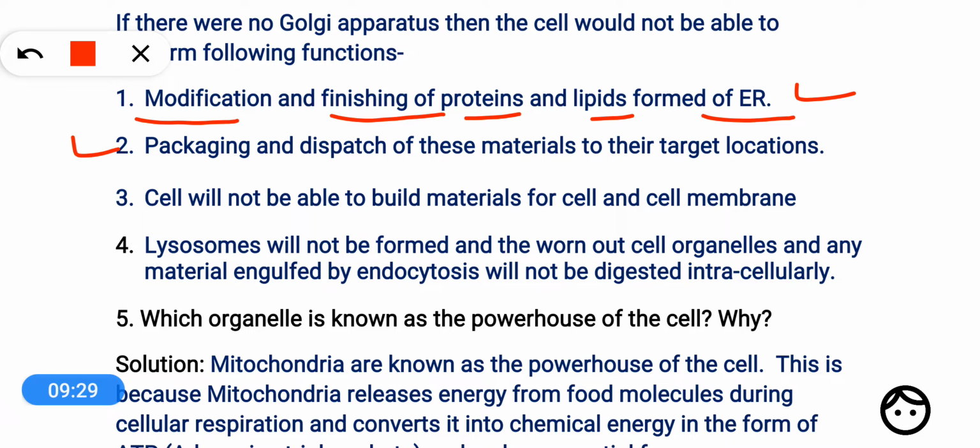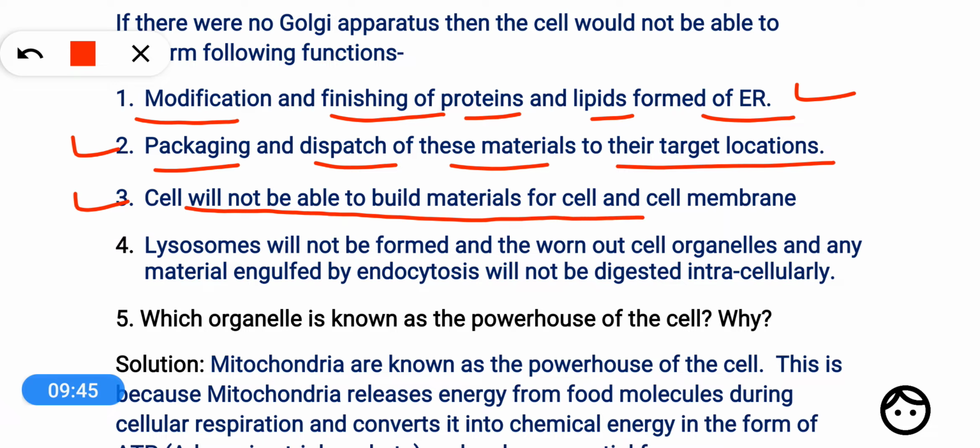Next, packaging and dispatch of the materials to their target locations will not be done, meaning the materials which have been given final form and function inside the Golgi apparatus will not be packaged and will not be transported to their target locations. Now, the cell will not be able to build the materials for the cell wall. Here it is written cell wall and cell membrane. So the materials for the cell wall and cell membrane will not be formed when the Golgi apparatus is not present inside the cell.